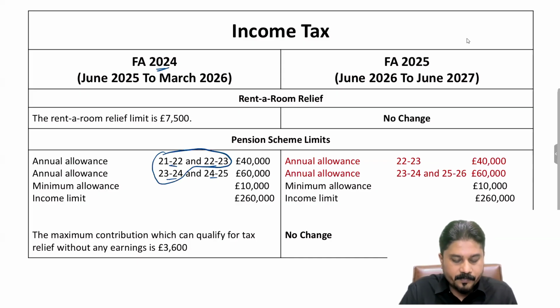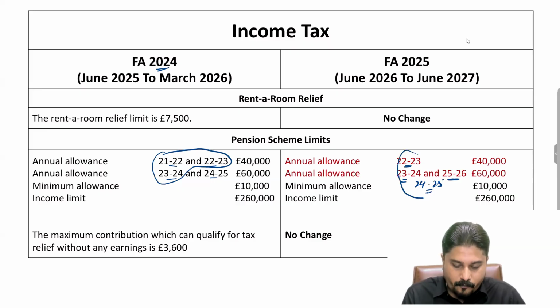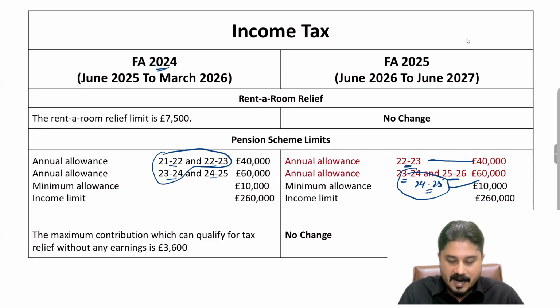Previous 3 years were 21-22, 22-23 and 23-24. But now, as we are standing in the fiscal year 25-26, Finance Act 25 means fiscal year 25-26. Previous 3 fiscal years will be 24-25, 23-24 and 22-23. Now for these 3 years, for this year the amount is 40,000, and for these 2 years the amount is 60,000, and the current year annual allowance limit is also 60,000.